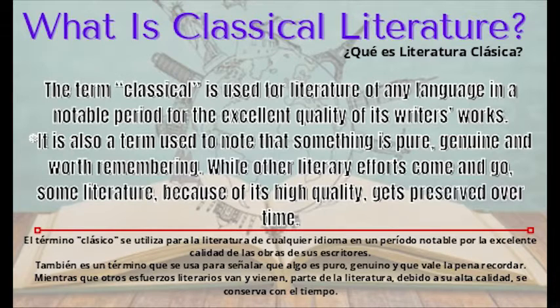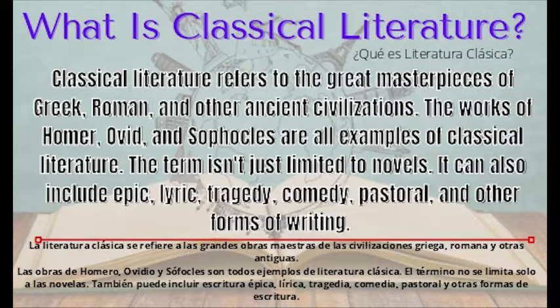Again, classical literature refers to the great masterpieces of Greek, Roman, and other ancient civilizations. The works of Homer, Ovid, and Sophocles are all examples of classical literature. The term isn't just limited to novels. It can also include epic, lyric, tragedy, comedy, pastoral, and other forms of writing.